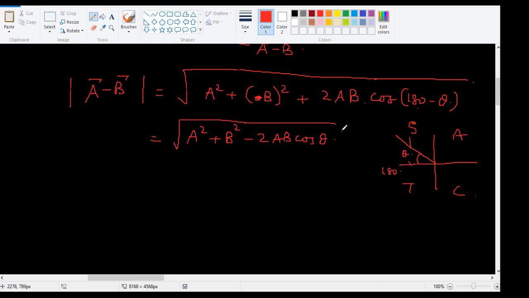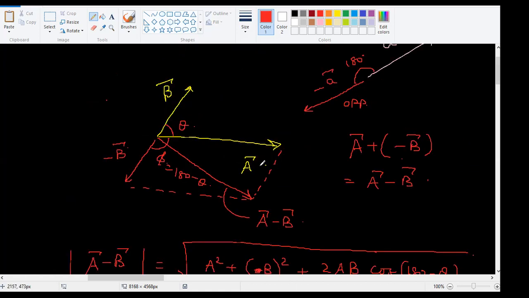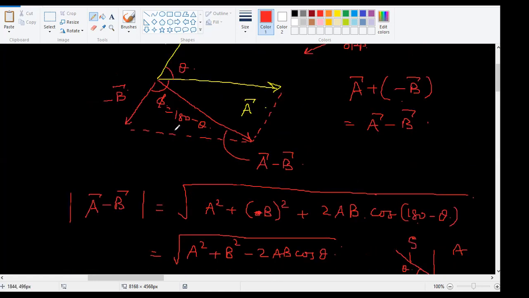So it means whenever it is subtraction, instead of plus, there will be a minus here. And remember, theta is the angle between A and B, not minus B. Minus B is only for our understanding. We are doing it like this. But if I want to find A minus B, I will still have to consider the theta between A and B.